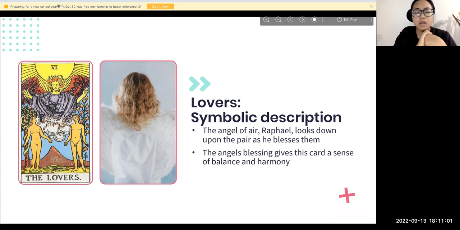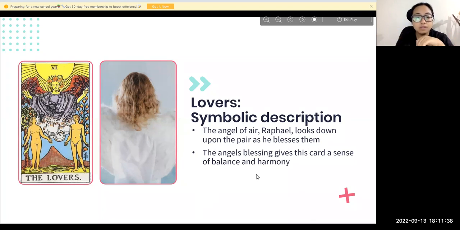The Lover's card doesn't mean that you are only sharing love as a romantic relationship. The Lover's card is also about sharing your love with your mother, your father, your children, your colleague, your best friend, not only as a lover, but also sharing that relationship with someone else. Like the love you have for your friends and family. So the angel's blessing gives this card a sense of balance and harmony.